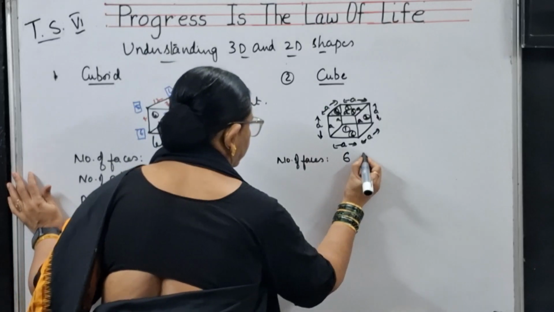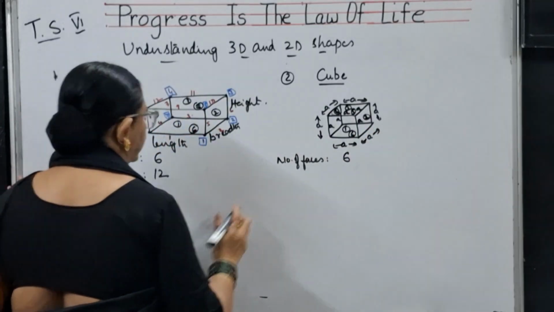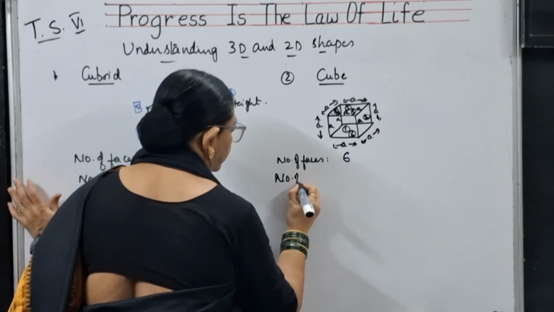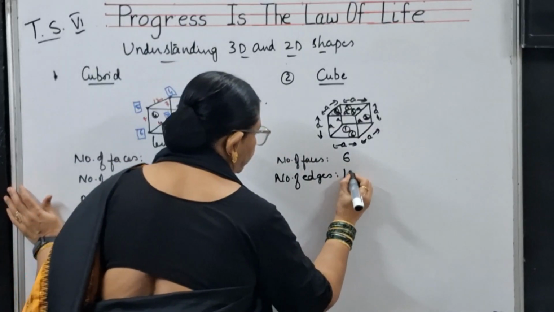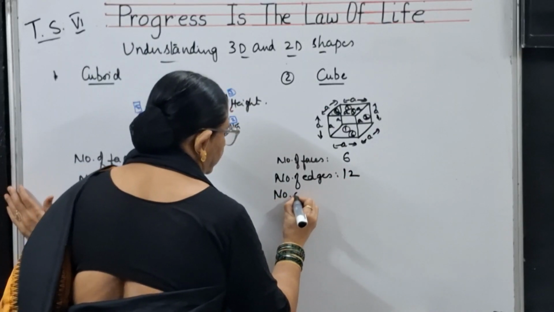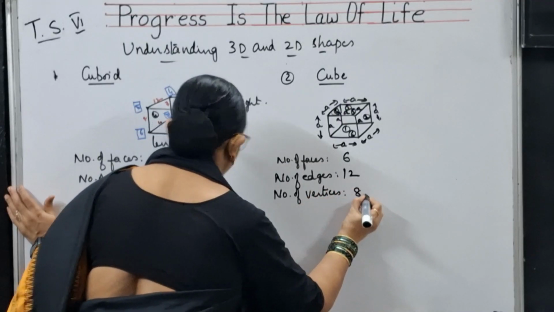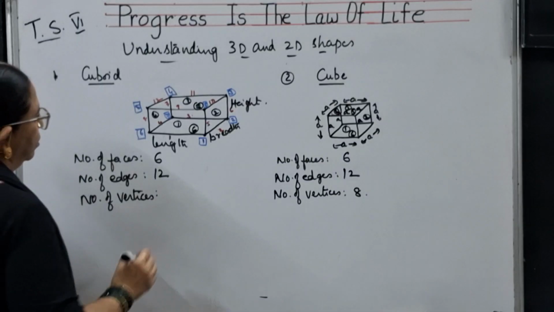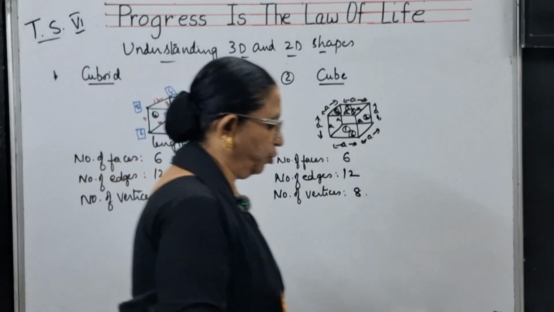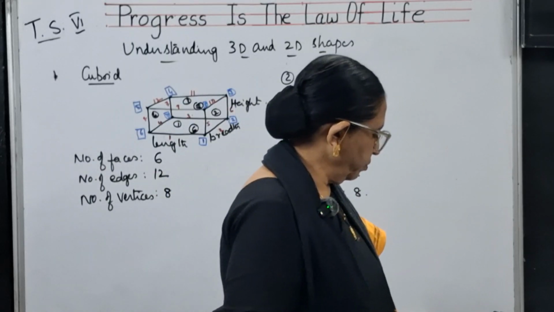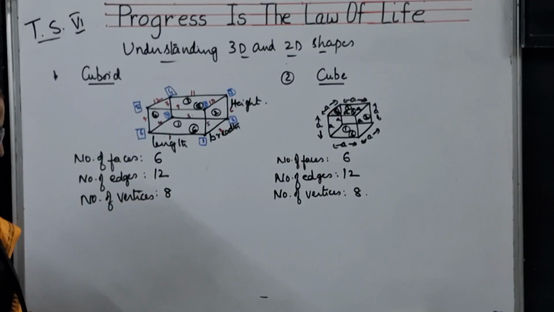Number of faces are 6. Already I have written. Number of faces are 6, number of edges, total edges are 12, and number of vertices are 8. Here also I had forgotten to write, children, 8 vertices. So this is about the cube and cuboid, children. If you copy, we will see about other three-dimensional pictures. Please note it down.